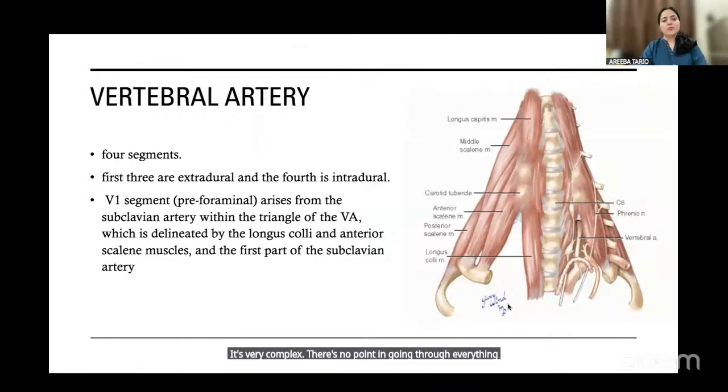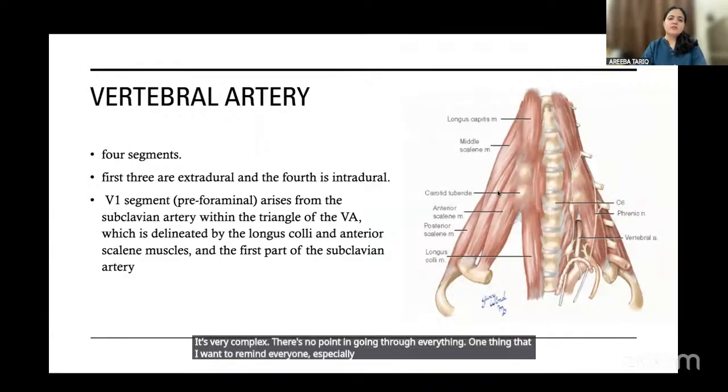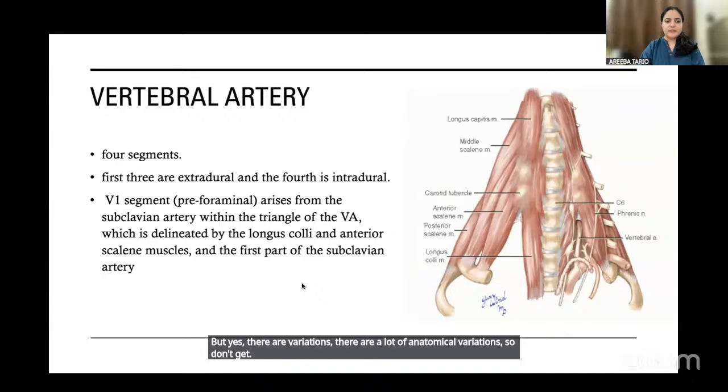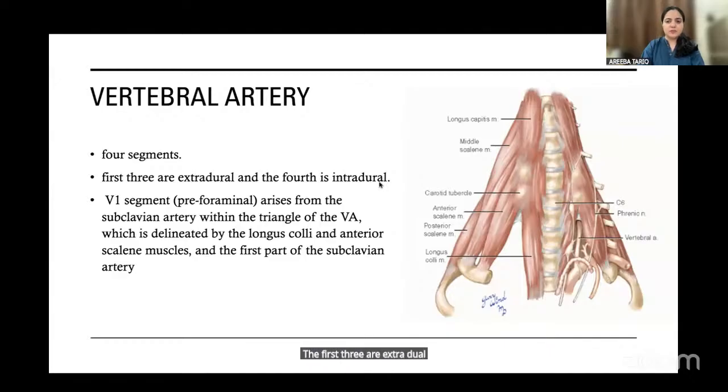One thing that I want to remind everyone, especially residents, is that when we read anatomy, there are a lot of variations. So what we read is basically what is present in 70 to 80% of the brains. But yes, there are variations. There are a lot of anatomical variations, so don't get frightened by that. Starting from the vertebral artery, very simple, 4 segments. The first 3 are extradural, and the 4th is the intradural segment.